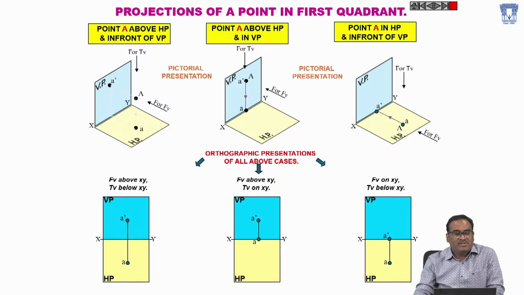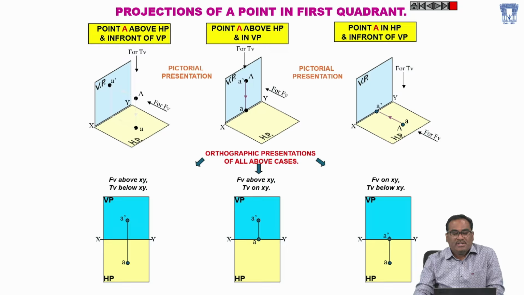If a point is on HP, this will be like this. Come here again. So point A on HP, in HP or on HP, and in front of the VP. This is also in the first quadrant. So this is another way of defining a point in the first quadrant. Point A in HP and in front of the VP.